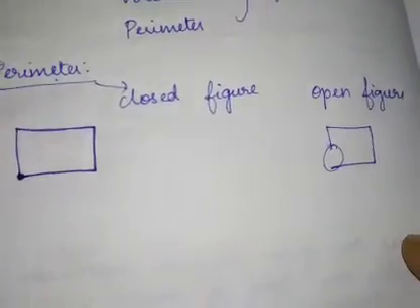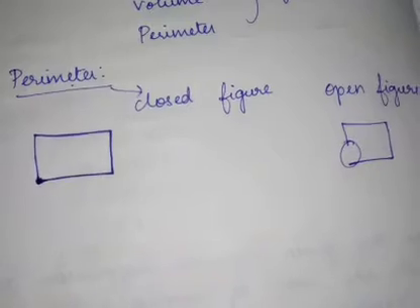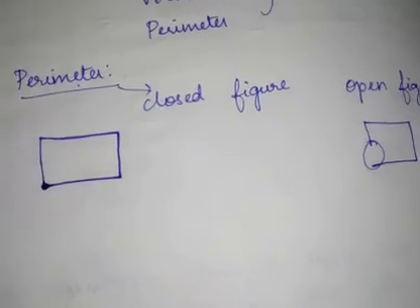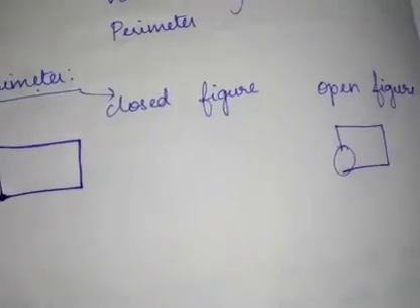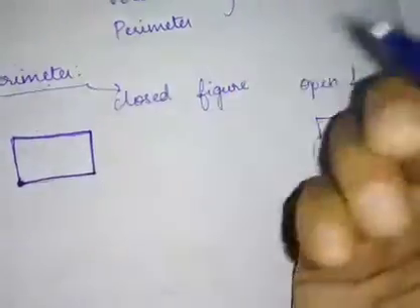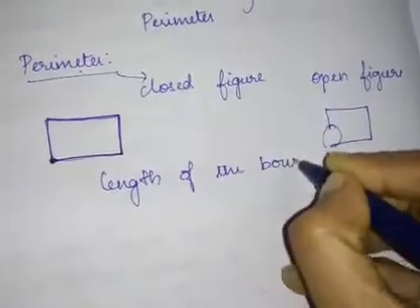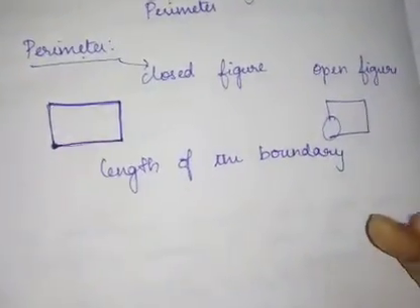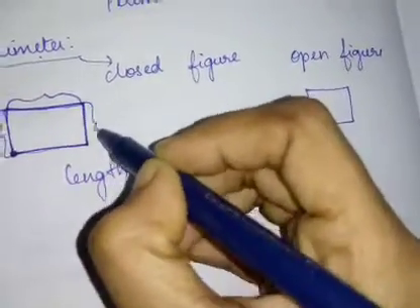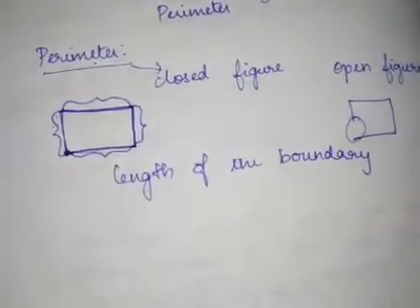In the next page there is a definition given which is bolded. Perimeter is the distance covered along the boundary forming a closed figure when you go round the figure once. You can underline that. Actually perimeter is nothing but the length of this boundary. When you want to find the perimeter of this figure, you have to add this length plus this length plus this length plus this length. If you add all the four boundary lengths, you will get the perimeter.